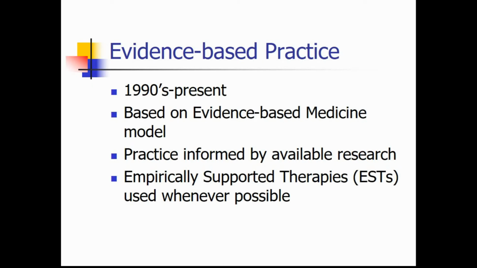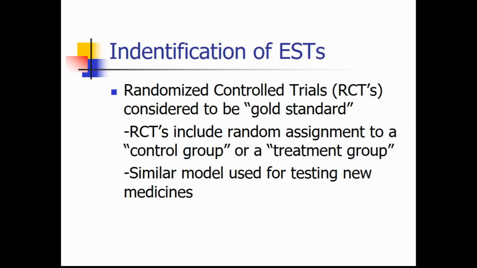And so when we take this to clinical psychology, what this means is that we're trying to engage in practice that's informed by the best available research, and we're using what are called ESTs, or empirically supported therapies, whenever possible. When we're trying to identify ESTs, randomized controlled trials, or RCTs, are considered to be the gold standard. So the best sort of research evidence is a randomized controlled trial.